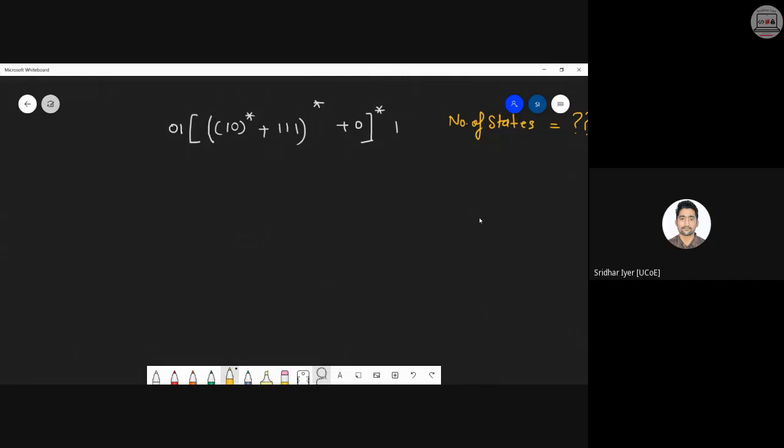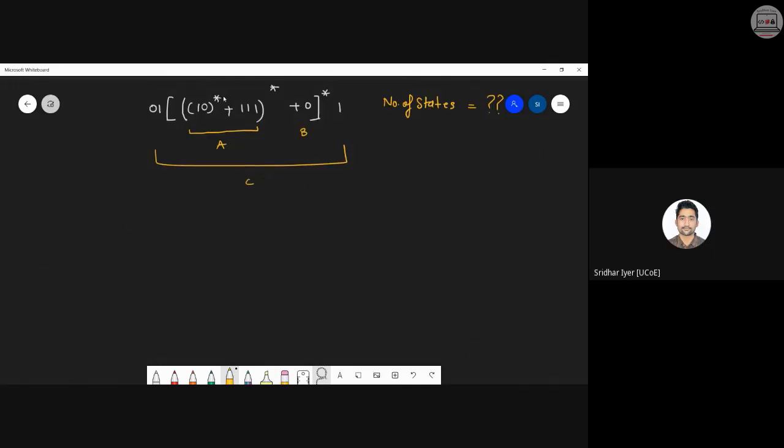As I had explained in the earlier lecture, we should start from the innermost bracket or innermost variables. So I can treat this as A, this entire thing as B, and this total thing as C, whatever you wish to call it. I will draw it all together in one shot. I'm starting from the innermost bracket, which is 1 0 closure plus 1 1 1 whole closure. So first of all, I will draw 1 0 closure.